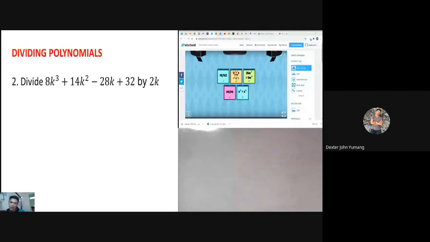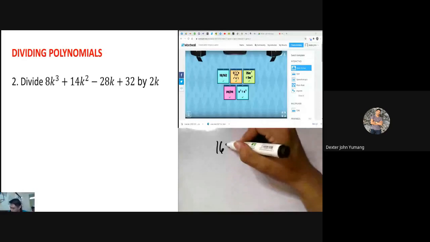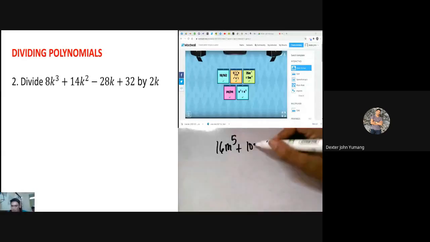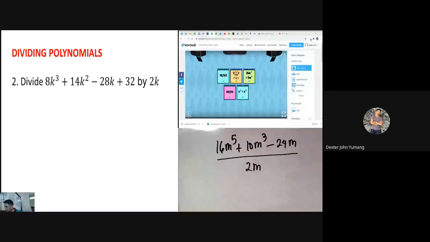Okay naman po. So, we have 16 m to the fifth plus 10 m cubed minus 24 m divided by 2m. Sige po, i-try niyo po. Kayo naman po mag-try. Please, everyone participate so that I will know if there will be a repeating of the example. Participate po lahat. Konti lang tayo. 7 lang talaga tayo. So, sana makasagot ang iba.